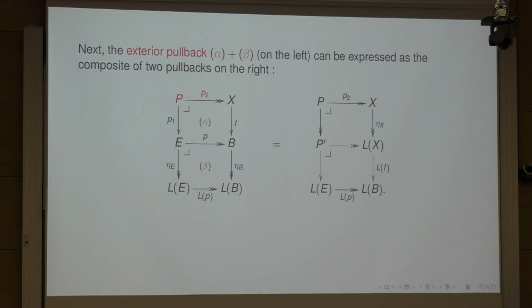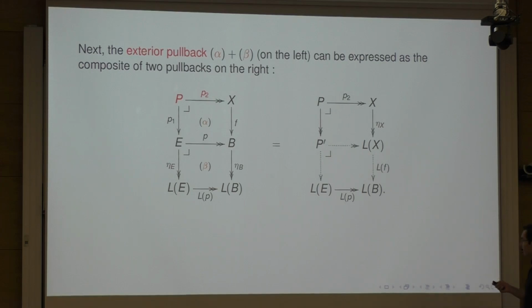So, the point is this preservation of pullbacks. On the left-hand side, we have a rectangle of alpha and beta. We have just observed that both are pullbacks. And we want to prove that L preserves this alpha plus beta rectangle. But the alpha plus beta rectangle is also obtained by factorizing F followed by eta V on the left-hand side as eta X followed by LF on the right-hand side, and then pulling back the composite along L of P.